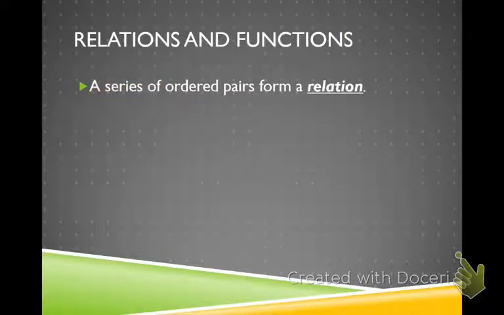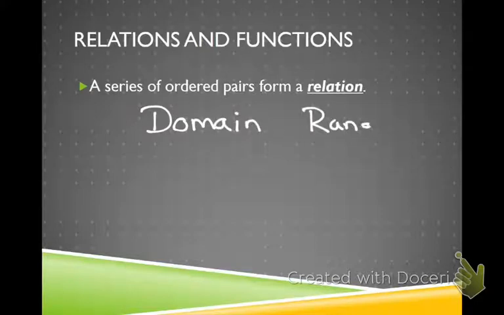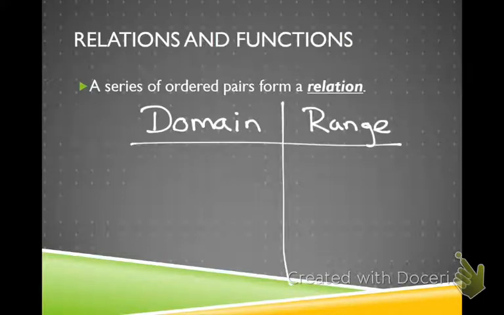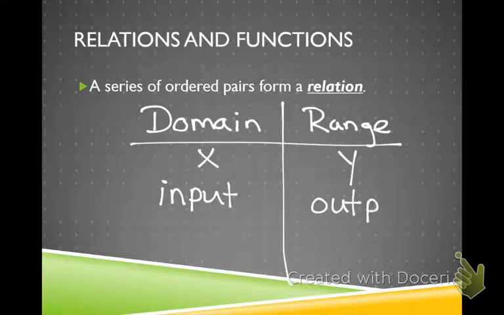Here's what you need to know about a relation. You have what you know to be the domain, and then you also have a range. Okay, a domain and a range. A domain is your x value, a range is your y value. We also know this as input and output. Okay, you can think of these terms as nicknames.